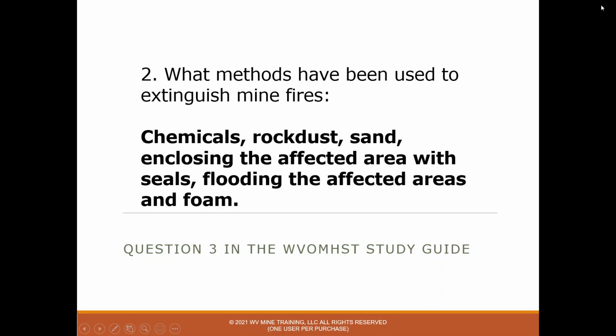Question 2, what methods have been used to extinguish mine fires? And the answer is chemicals, rock dust, sand, enclosing the affected area with seals, flooding the affected areas, and foam. So all those items there could be used to extinguish a fire.